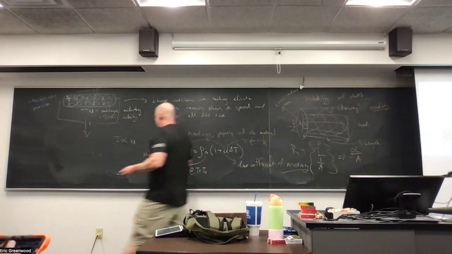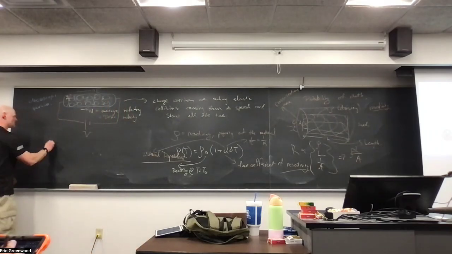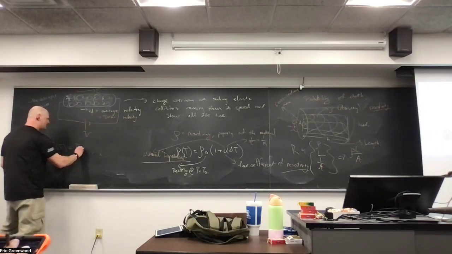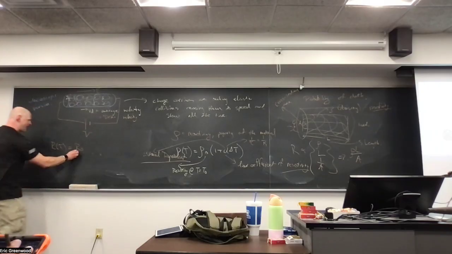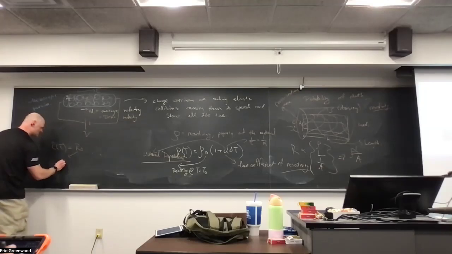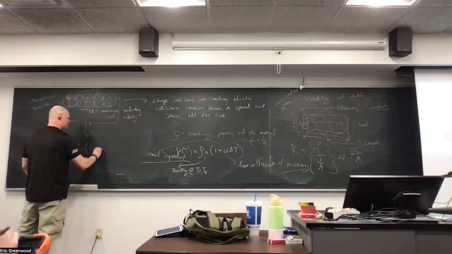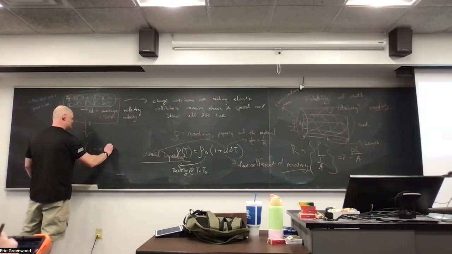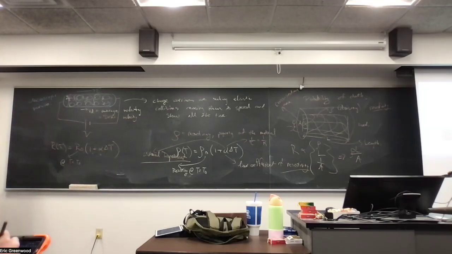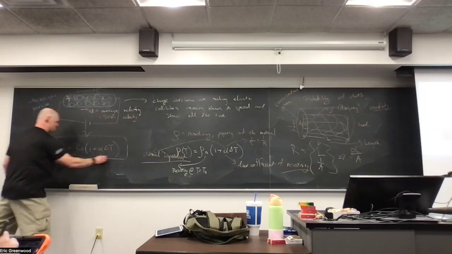So anyways, this means that our resistance is also temperature dependent, where the temperature dependence of the resistance is going to be equal to the resistance at, again, this reference temperature, so this is at T equal to 0, times 1 plus alpha times delta T. So this is our temperature dependence of our resistance.